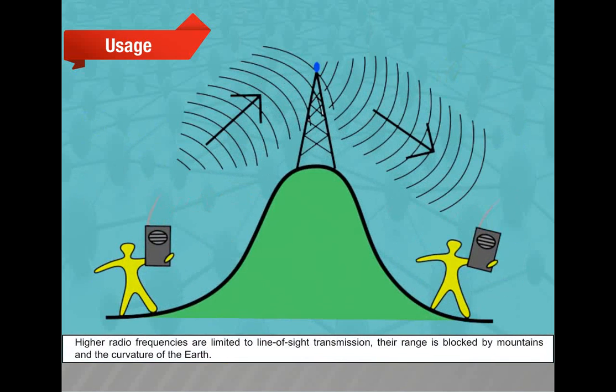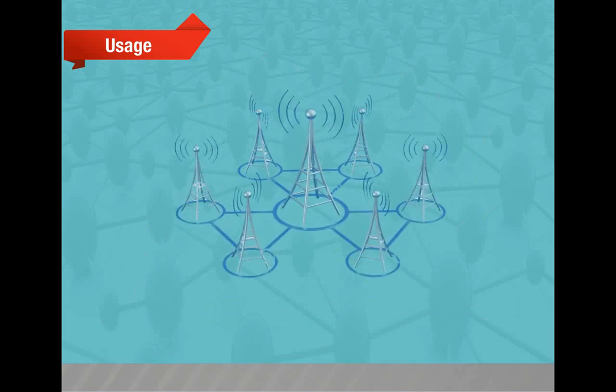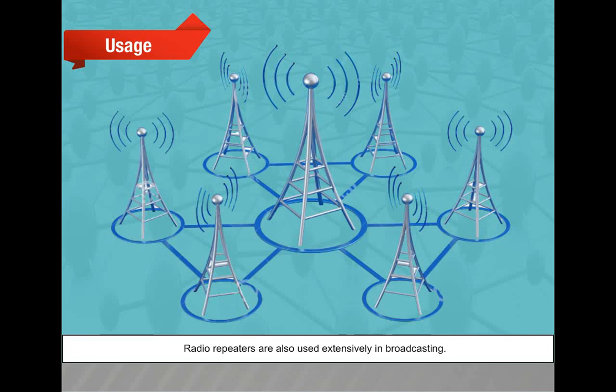Higher radio frequencies are limited to line-of-sight transmission. Their range is blocked by mountains and the curvature of the earth. So, repeaters are located on hills and mountains to retransmit the signal beyond the obstruction. Radio repeaters are also extensively used in broadcasting.